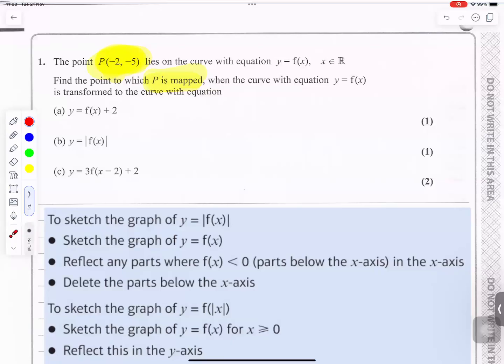The point P (-2, -5) lies on the curve with equation y = f(x). Find the point to which P is mapped when the curve with equation y = f(x) is transformed to the curve with equation: part A, f(x) + 2.